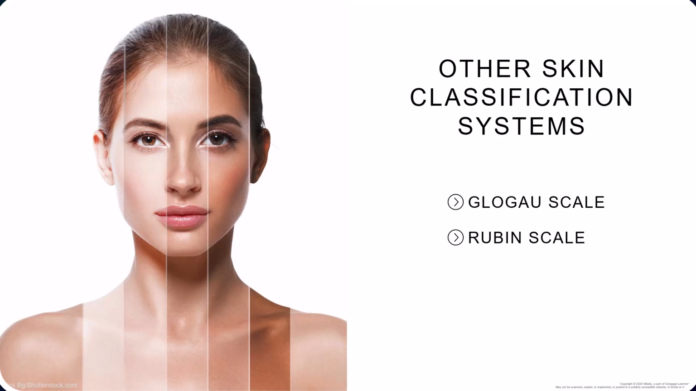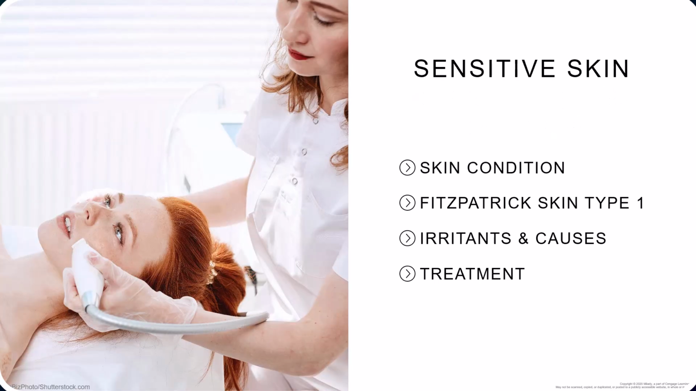The Rubin scale also is determining the levels of photo damage based off of the skin's depth of changes, and they're looking at pigment and wrinkles, but also more texture, and then again how deep that damage is going. And the Rubin scale also ranges from 1 to 3, 1 being the most superficial damage and then 3 being the most severe damage. Moving on to sensitive skin.